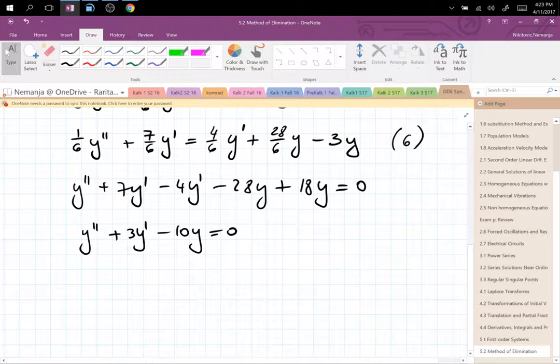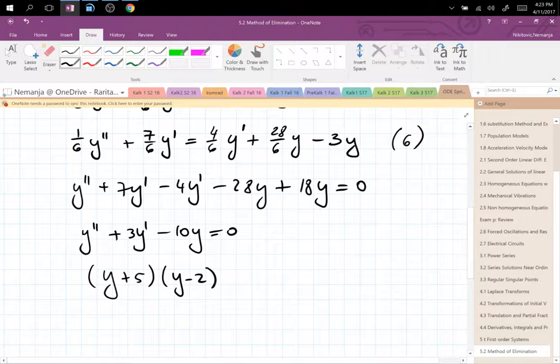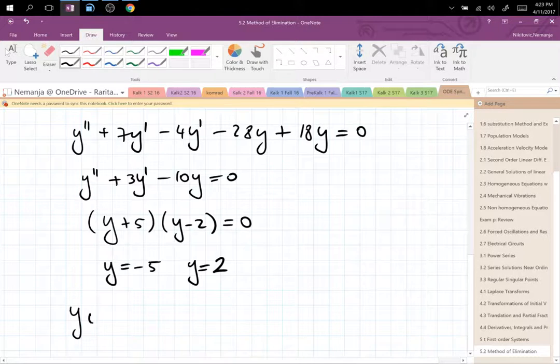Anyone's gonna say woohoo? No? Yeah, that was a real weak woohoo, but that's okay. We have, factor now. So it goes r plus 5 and r minus 2 equal to 0. So r is equal to negative 5 and r is equal to 2. So y of t is equal to what? Exactly.